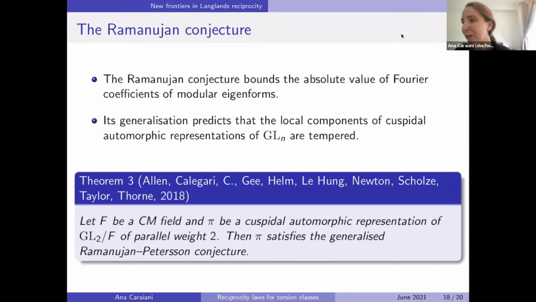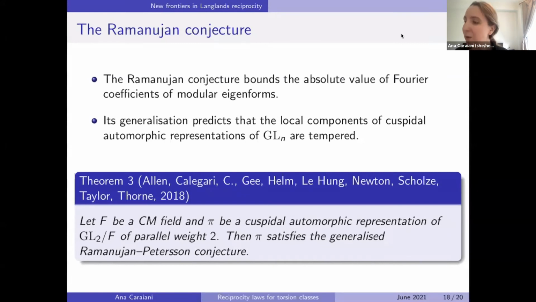Tempered representations are also, in some sense, the building blocks for the category of irreducible admissible representations, in the sense that you can obtain all the others from tempered representations by some induction process, from tempered representations of smaller groups.